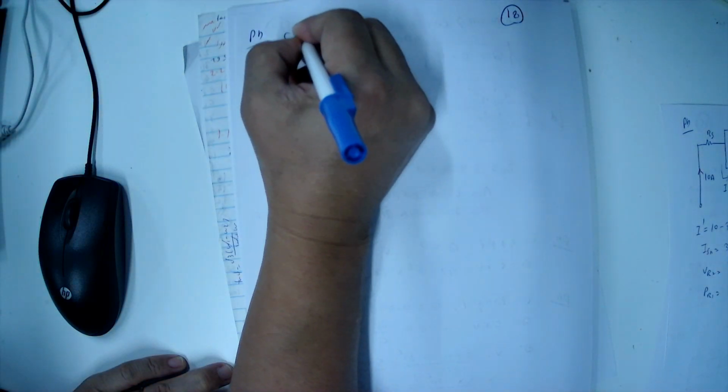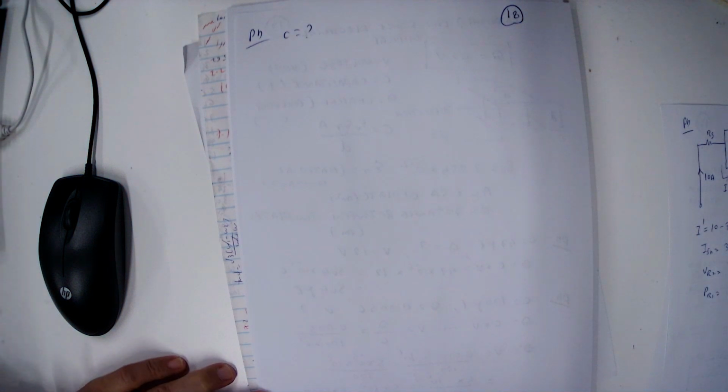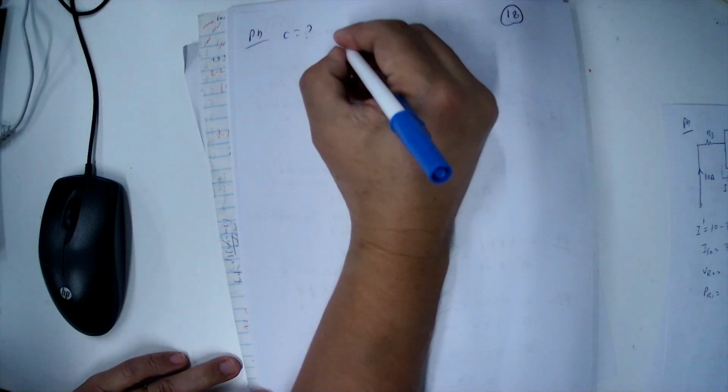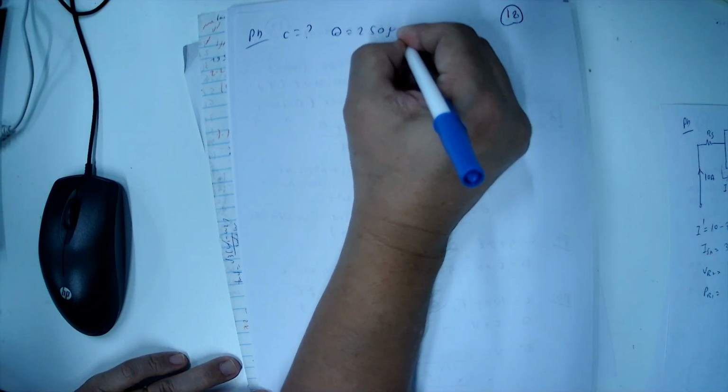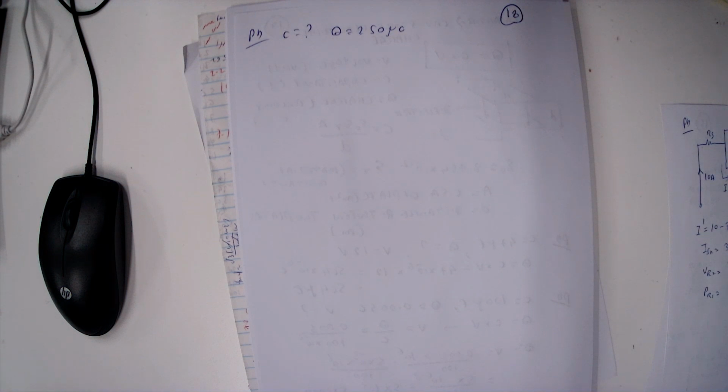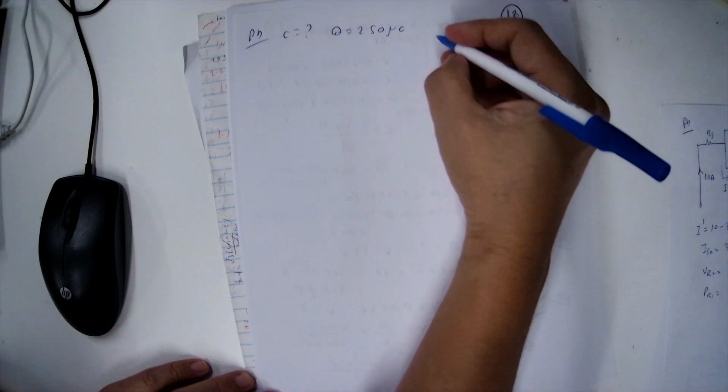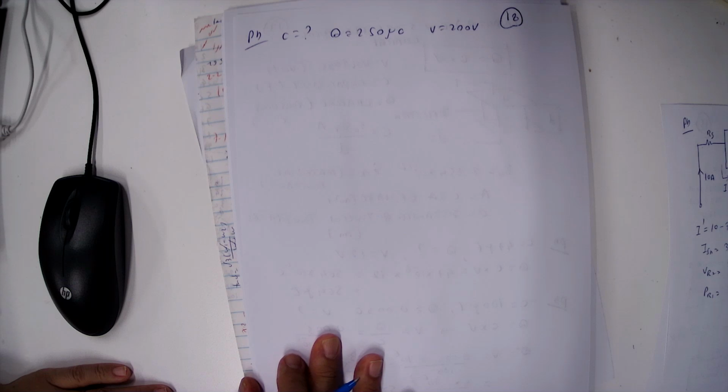The next problem, we have to calculate the capacitance. In this case, this capacitor stores a charge of 250 microcoulomb. So Q is 250 microcoulomb. The capacitor is storing a charge of 250 microcoulomb when it is connected to the 200 volt supply. So Q is 250 microcoulomb, voltage is 200 volt. We have to calculate the capacitance value.